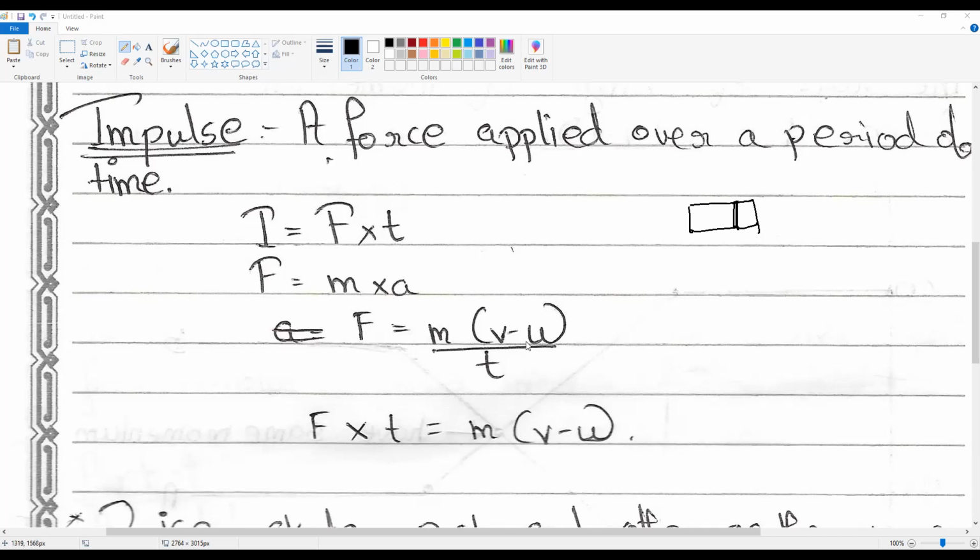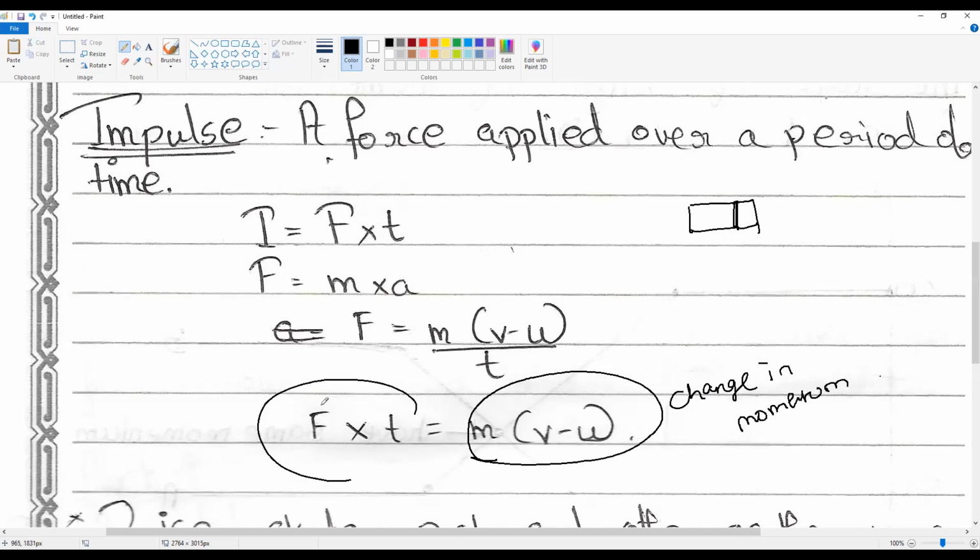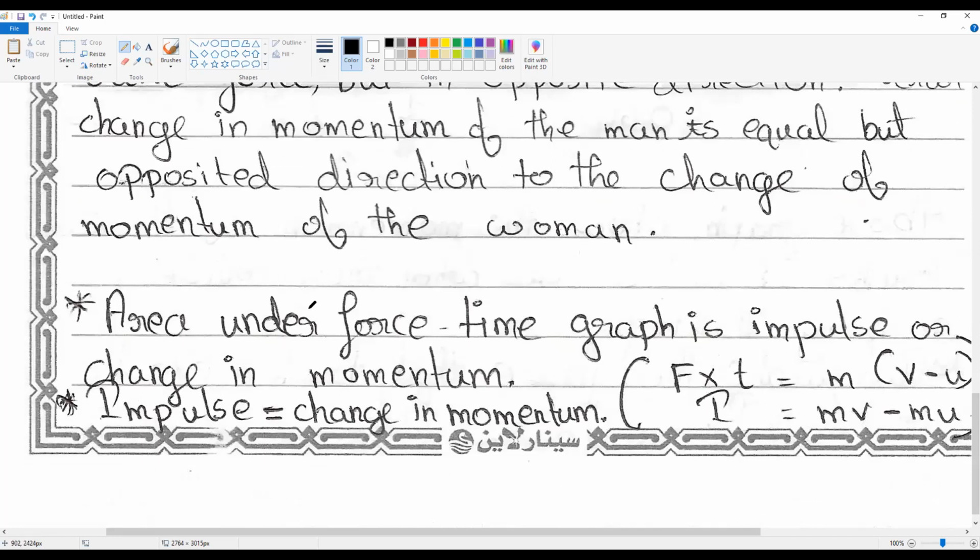What is the formula of impulse? The formula of impulse is force into time. Now let me derive a formula for you. F is equal to m into a. Here you can put v minus u by t, and what is this? This is known as change in momentum. So what is the formula for change in momentum? Force into time, meaning impulse. What is another name for impulse? Change in momentum.